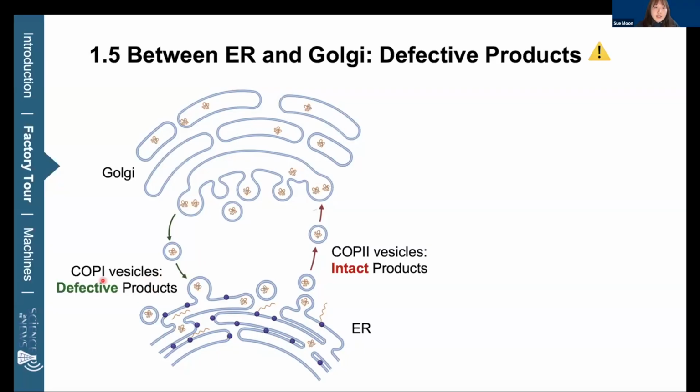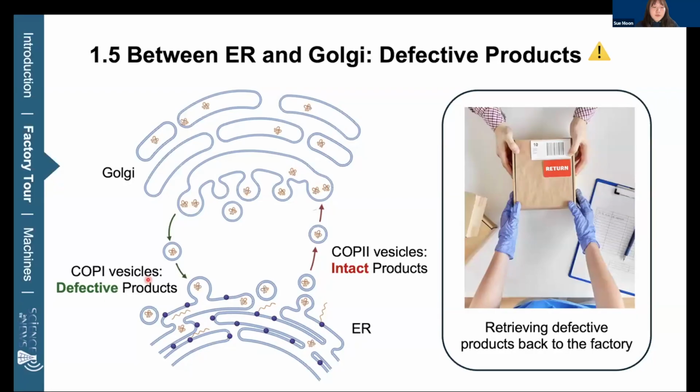However, if the protein has problems, then they're sent back from the Golgi to the endoplasmic reticulum through COP1 vesicles. Just like when the factory is retrieving defective products back to the production line before they're being packaged and sent out.